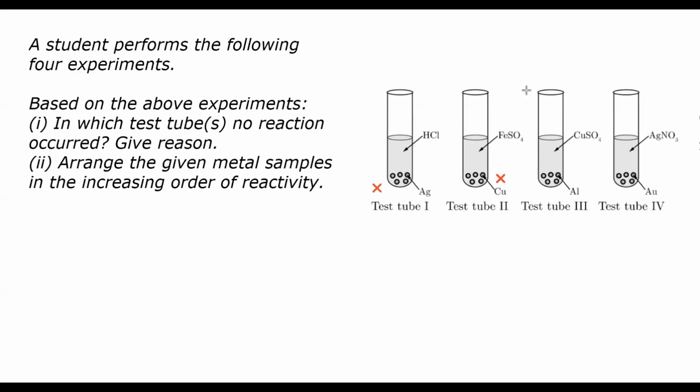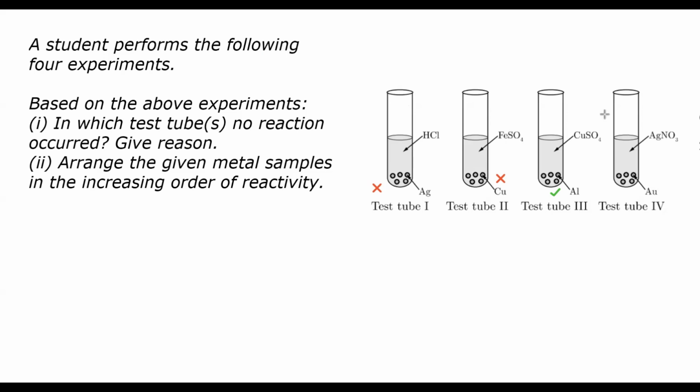The third one, if I see that aluminum reacts with copper sulfate. Clearly, aluminum is more reactive than copper, so the reaction will take place here. So we'll say that in this case, aluminum will displace copper. So this reaction will take place.